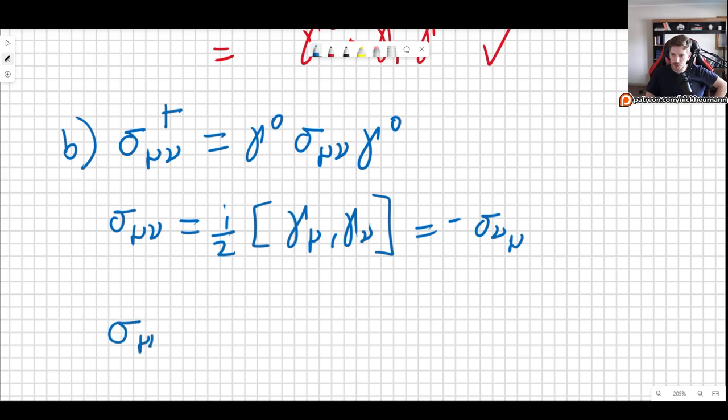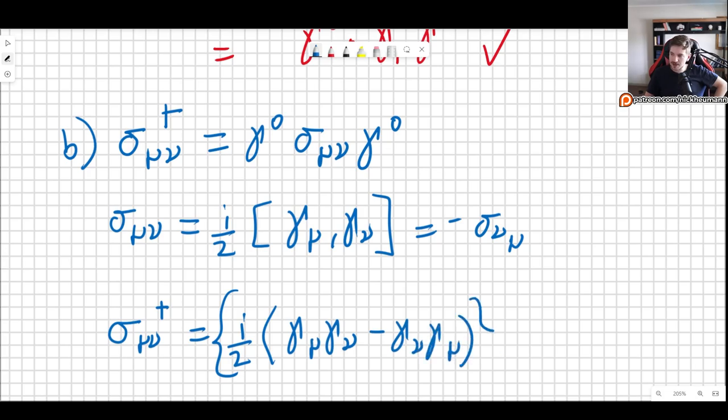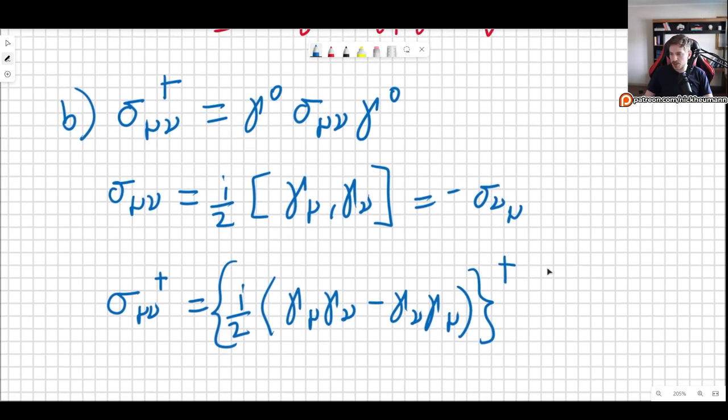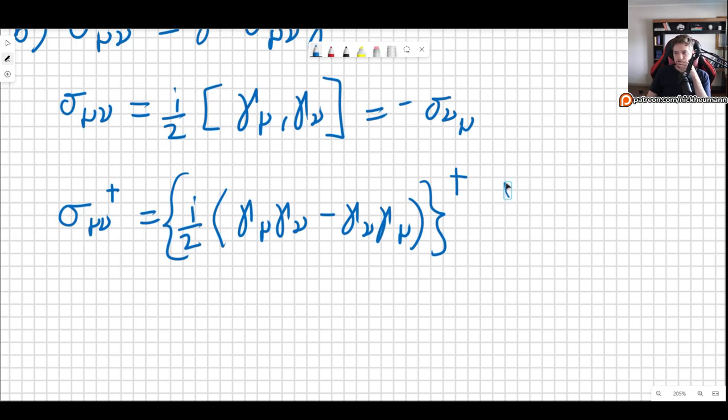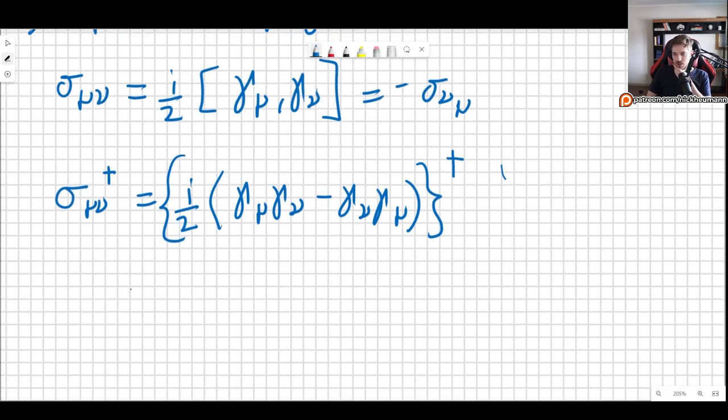So sigma mu nu conjugate, this is I over 2. And then let's write this out. Maybe let's not use a square parenthesis so that I don't confuse anybody. So gamma mu gamma nu minus gamma nu gamma mu, and now I take the complex conjugate of this, the Hermitian adjoint here. And what do I get? Well, let's see. We get, first of all, minus I over 2, and then we apply the same operator to everything that is inside.